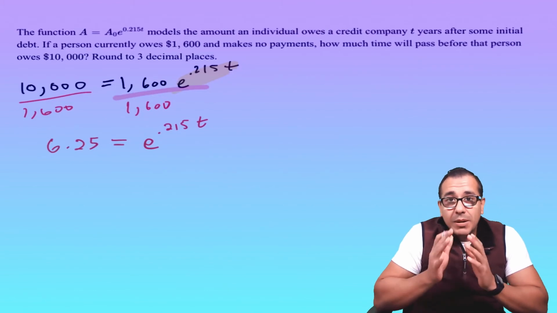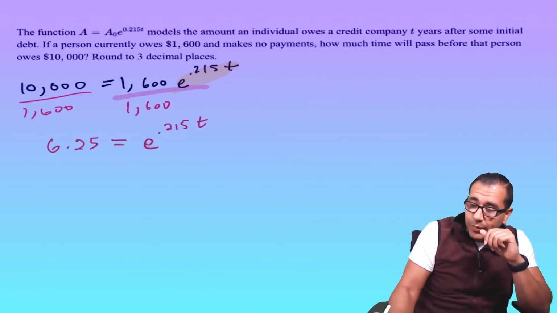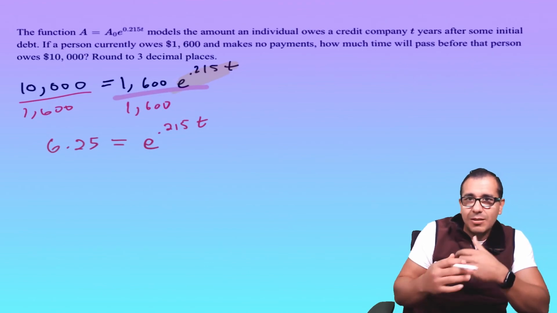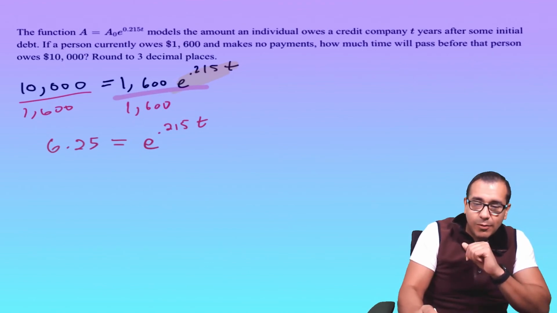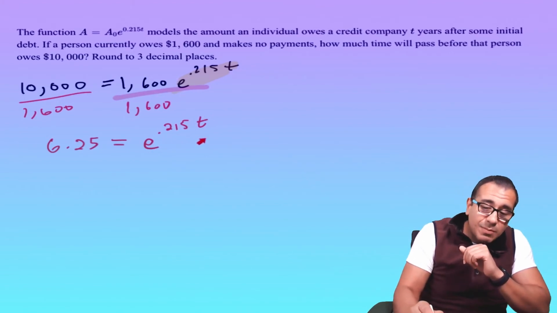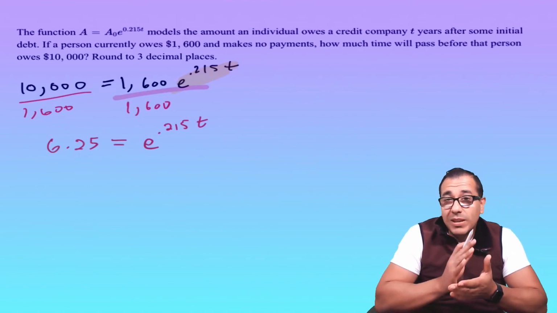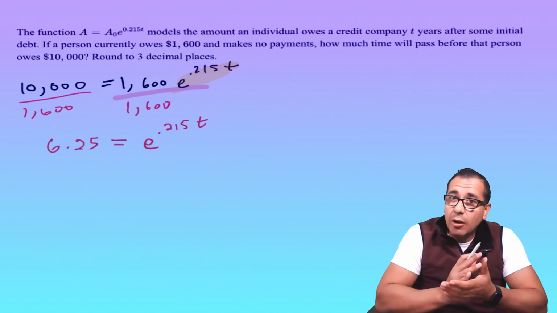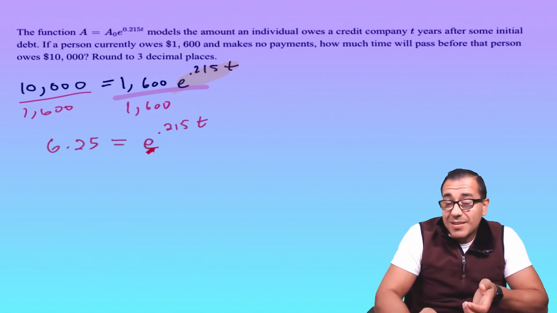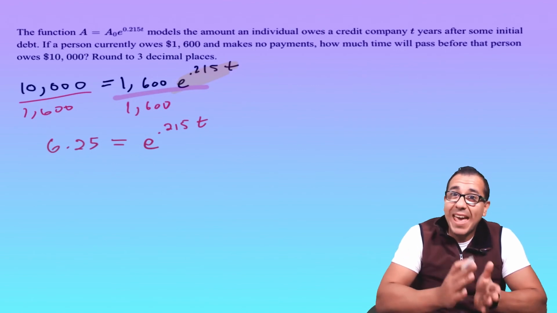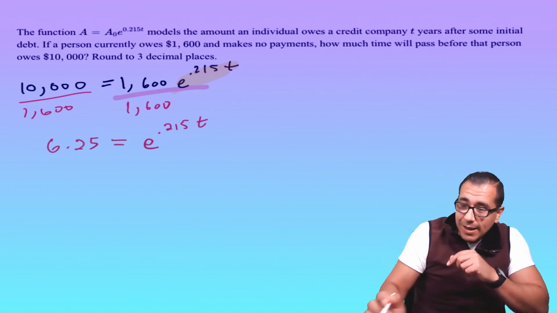All right, the big mistake we want to stay away from, that a lot of people make, is they'll try to take the square root or cube root. They'll try to use some type of radical to get rid of this. No. This is an exponential equation. So to undo an exponential equation, we need the inverse, and the inverse is a logarithm. Because our base is e, to get rid of that, we're going to take the natural log, the ln, of both sides.